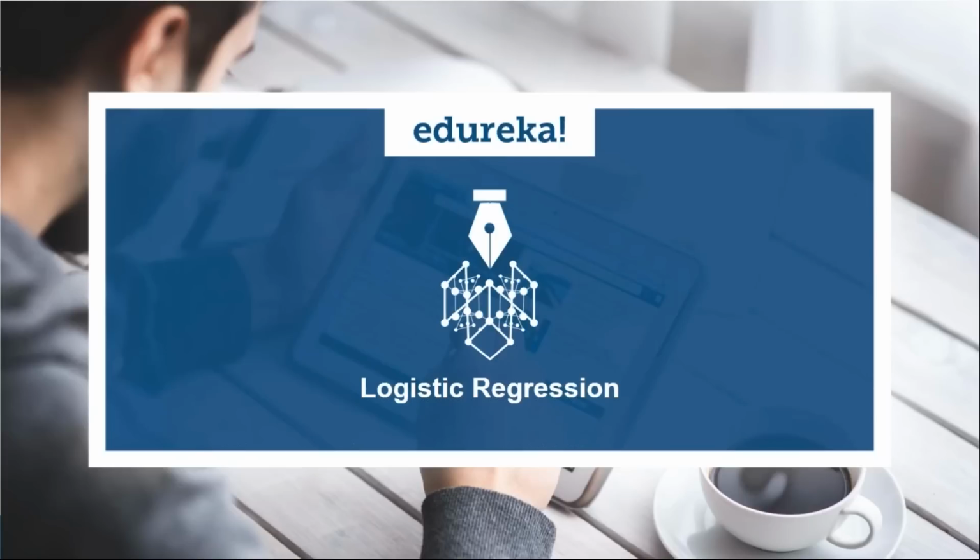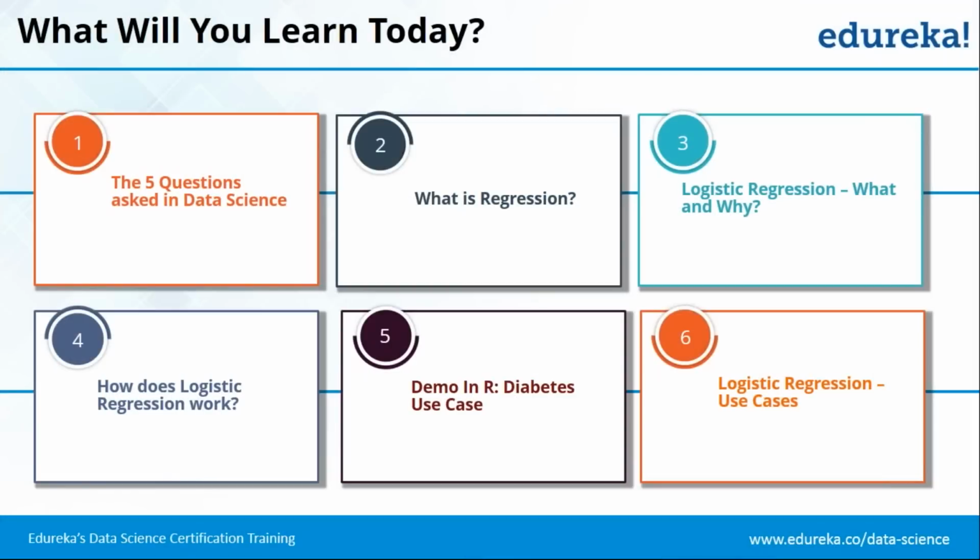So without wasting any more time, let's move on to today's agenda to understand what all will be covered in today's session. We'll start off by discussing the 5 main questions which can be asked to you in data science. Based on these questions, you decide which algorithm to use, right? So we'll see how regression fits into these questions, and then we'll move on to discussing what regression is exactly.